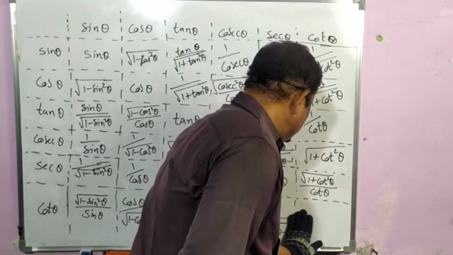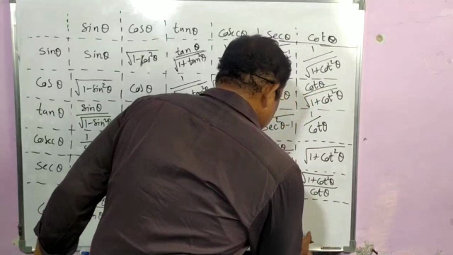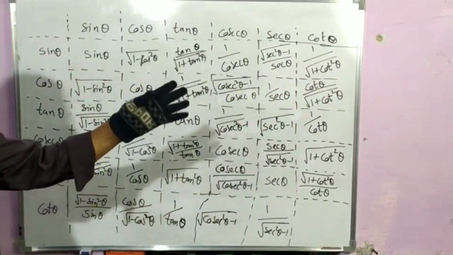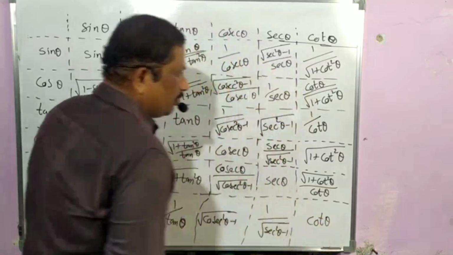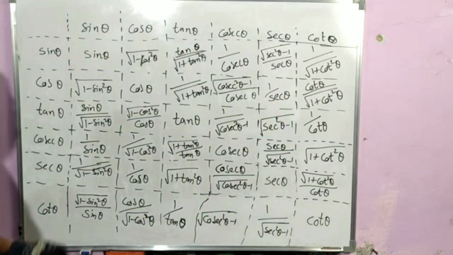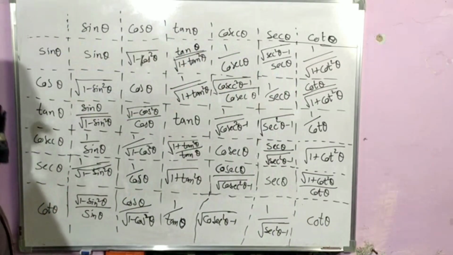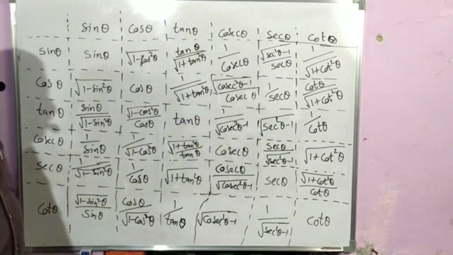Finally, cot theta in terms of cot theta means the same thing. Okay. These are the 6 trigonometric ratios in terms of other ratios.